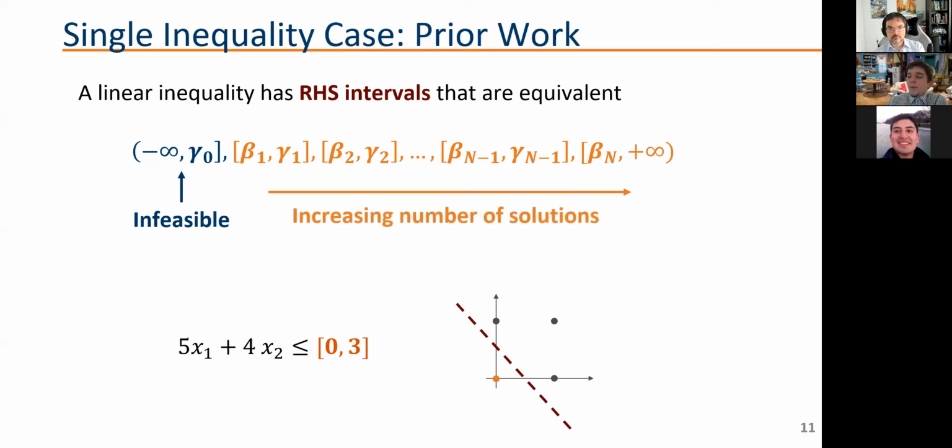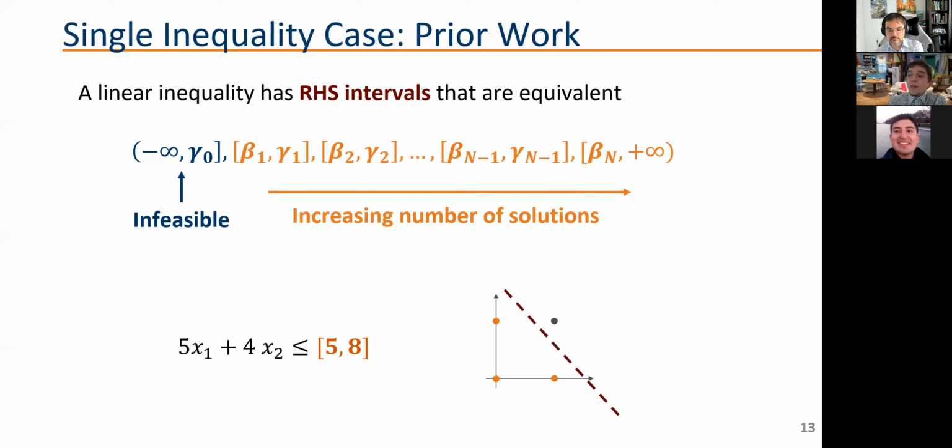As we push these right-hand side values higher and higher, we're going to have more and more solutions. So we're going to have a sequence of consecutive intervals that are going to have a larger set of solutions encompassing all the previous solutions as well. If we move this a little bit, we're going to say that for a right-hand side of 4, we have exactly 2 solutions.